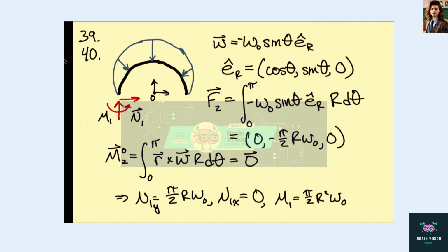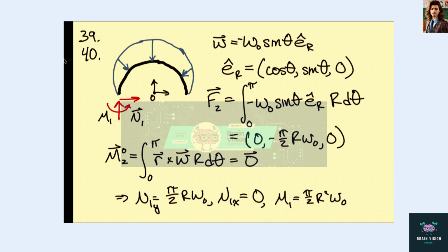Now, to figure out what the equivalent force is on this, we can basically integrate this from theta equals 0 to pi. And we see that the equivalent force in the horizontal direction is 0, which we'd expect because of symmetry. And then in the vertical direction, it's minus pi over 2 r omega naught, which is not surprising because it's negative. Again, we're taking omega naught to be positive here.